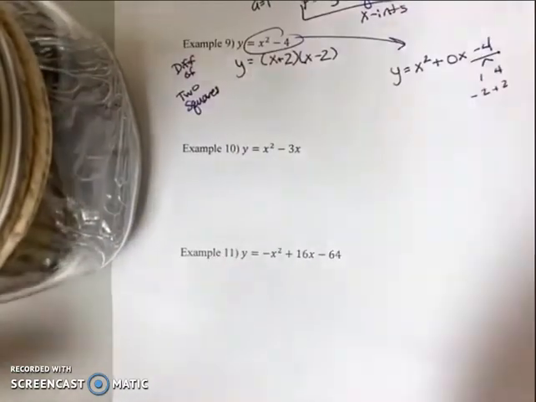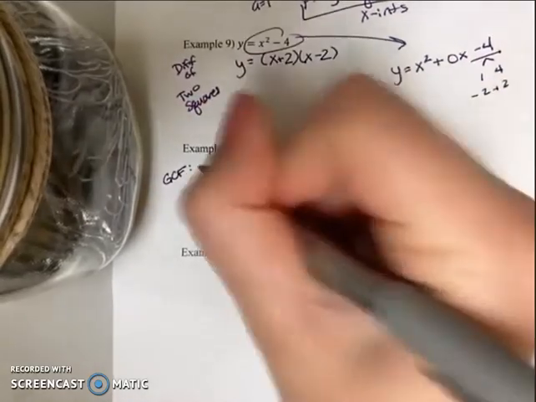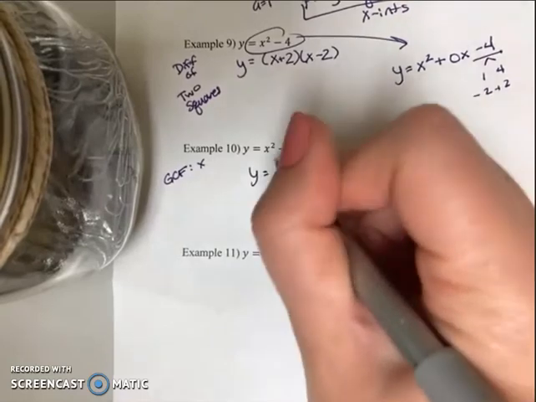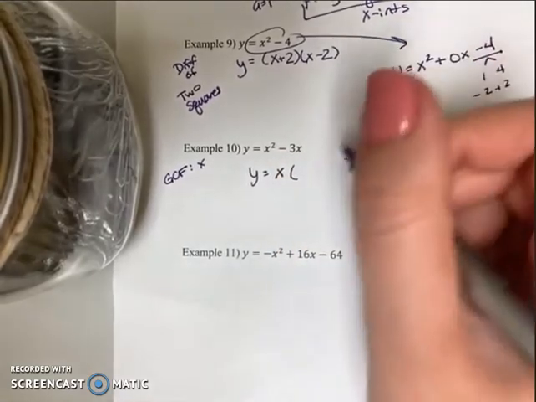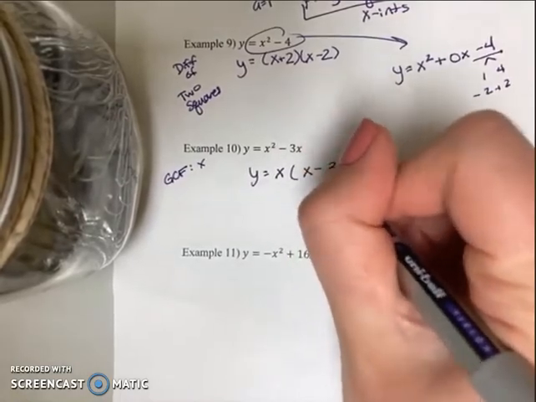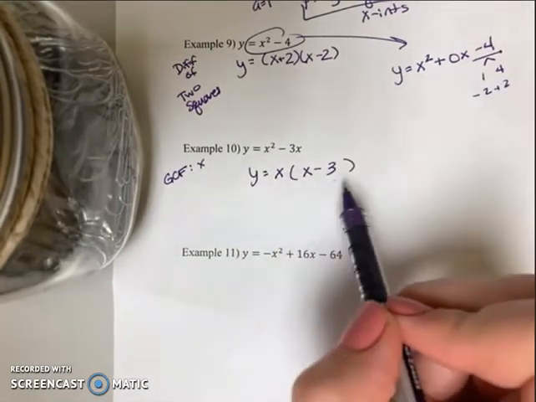All right, example 10. Here, I do have a GCF of x. So if I pull out an x, I divide each term by the GCF to get what remains in the parentheses. So that'd be x minus 3. And I cannot factor that any further. The x-intercepts here, by the way, would be 0 and 3.